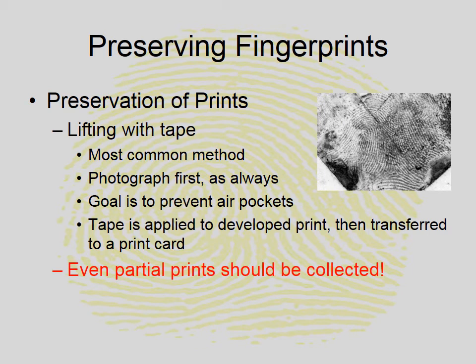Lifting with tape is the most common method. Photograph it first as always. The goal is to prevent air pockets, so you brush it with powder. You take a piece of tape, a fairly large piece, probably an inch and a half to 2 inches wide. You place it down on the powder print and you lift it, and then you put it on a white card, which we call a fingerprint card, and that becomes your piece of evidence. Just like putting tape on a Christmas present, sometimes you get bubbles or creases. We try to avoid that.